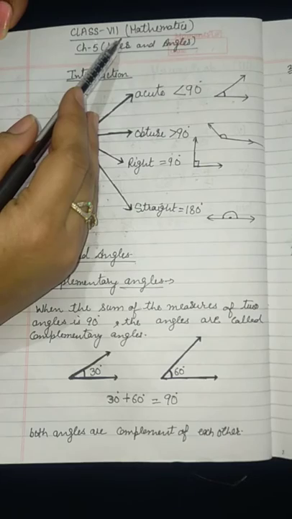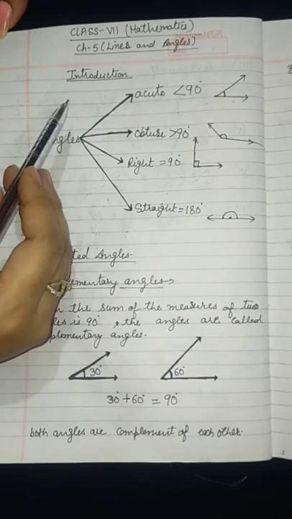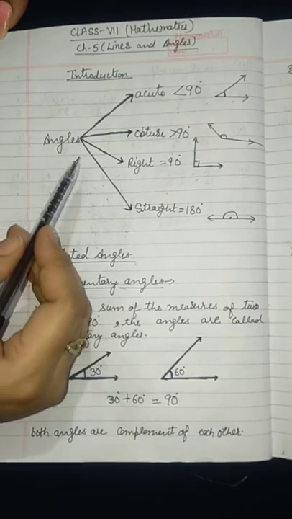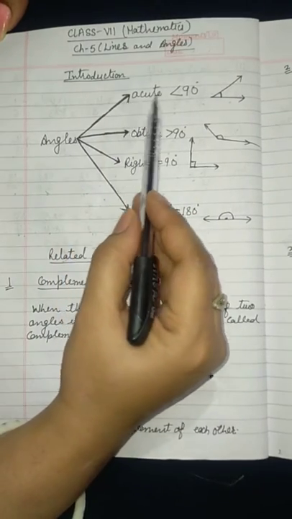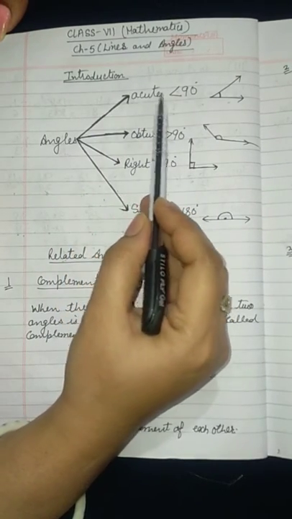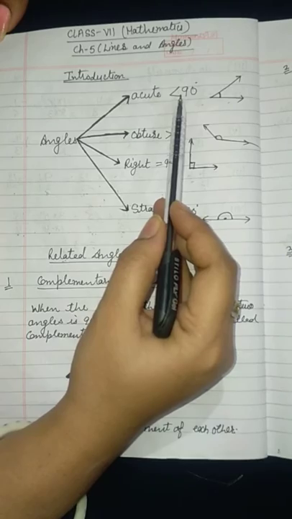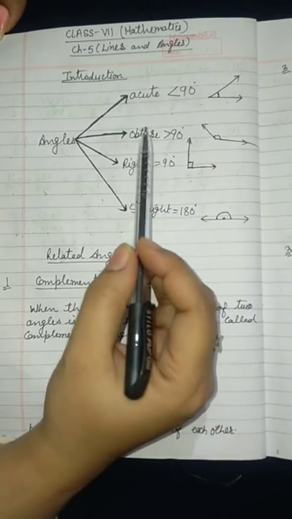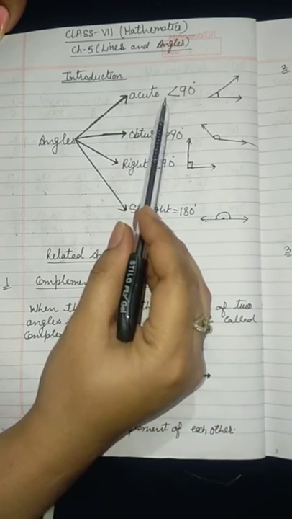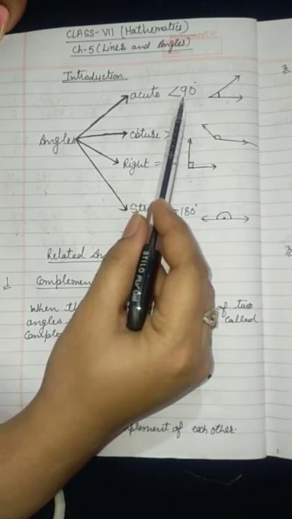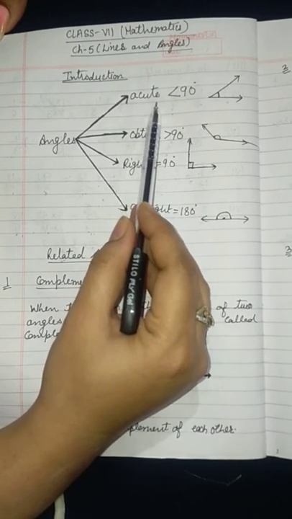Angles of class 7. Here, first of all, we'll do some introduction of the angles. The very first angle is acute angle. Acute angles are always less than 90 degrees, like 30, 60, 75, 45. Those angles which are less than 90 are known as acute angles.